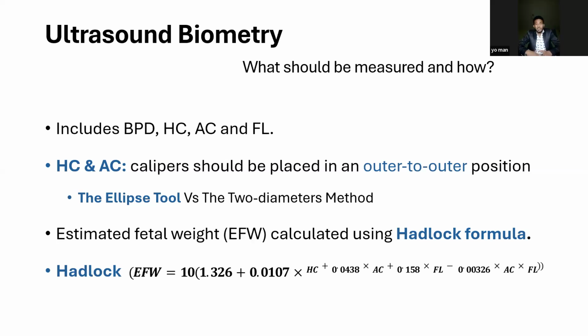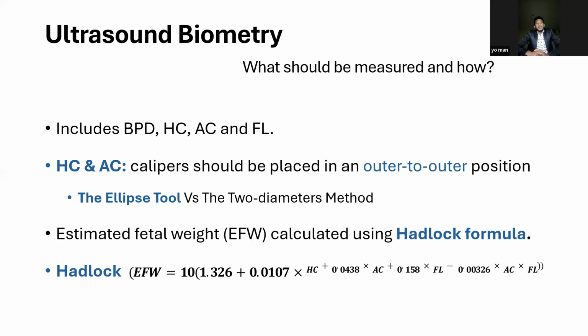I know that most of the participants of this webinar are experts. I'm not here to discuss how to measure BPD, AC, and it's beyond our topic. But I really want to emphasize that when you measure HC and AC, the calipers should be placed in outer to outer position. That is the most important thing, and it increases its reliability.